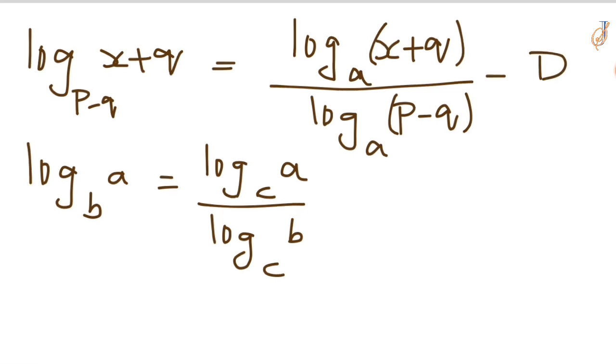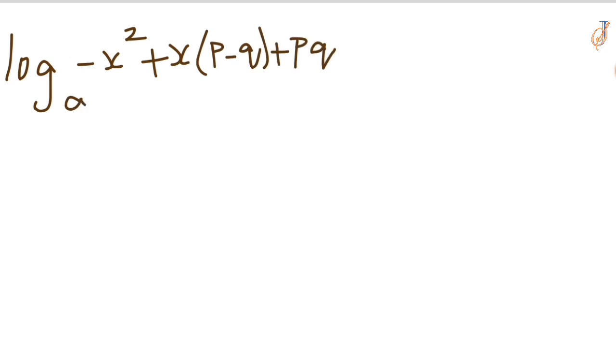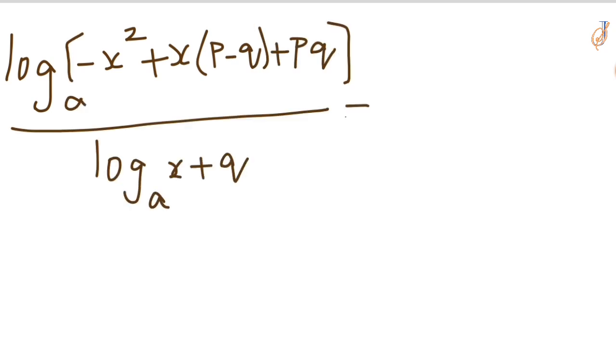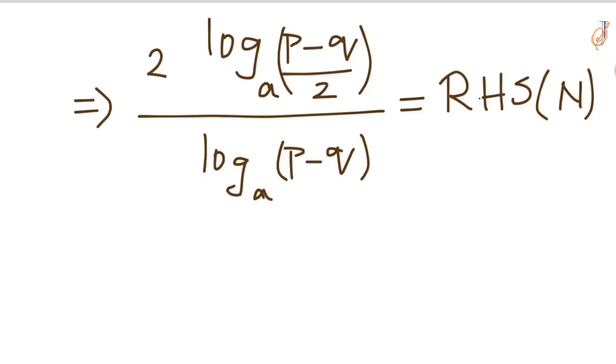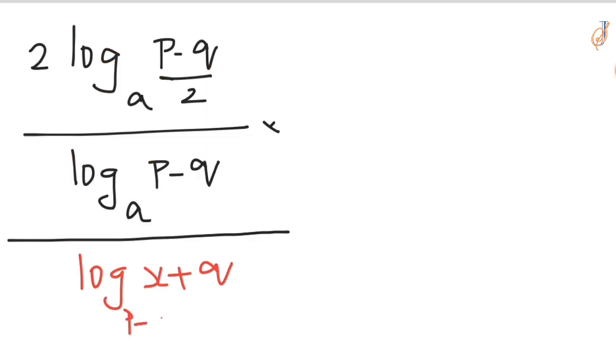Now we are going to take all simplified terms. After simplifying the left hand side part, we got this term, isn't it? That is equal to the right hand side. After simplifying the numerator, we got 2 log((p - q)/2) with base a over log(p - q). This is the numerator term. After simplifying the denominator, we got log(x + q) with base a over log(p - q) with base a. This is the denominator term.